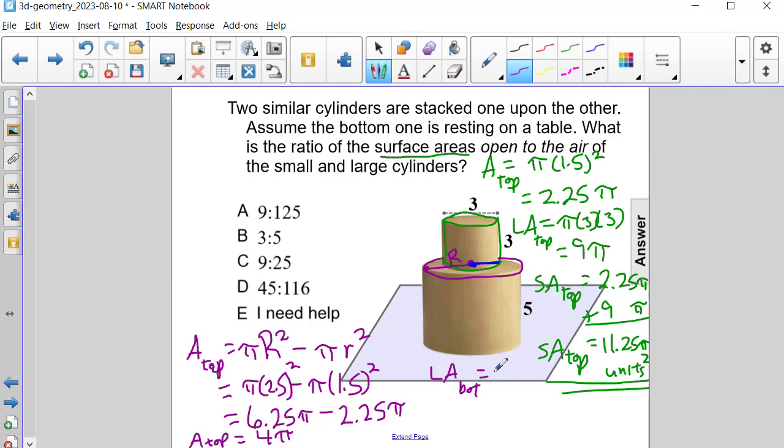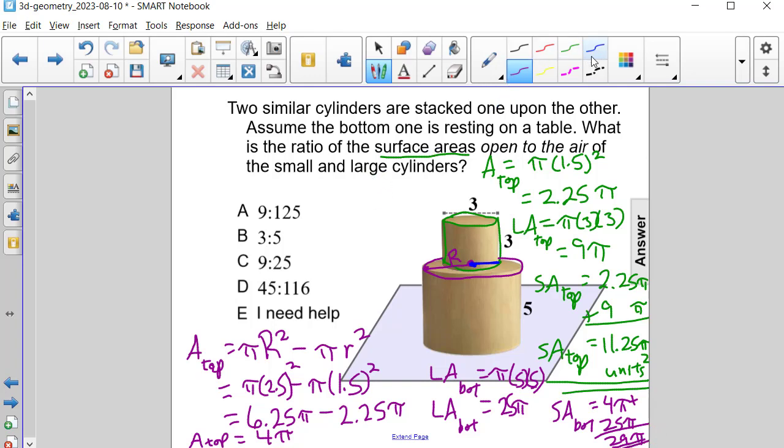Now we have to find the lateral area of the bottom. And that's going to be equal to pi times the diameter, which is 5, and then the height of this bottom cylinder is also 5. So that's going to be 25 pi for the lateral area of the bottom. And then if we add up our two areas for the bottom, 4 pi and 25 pi, we end up getting 29 pi as the surface area of our bottom.